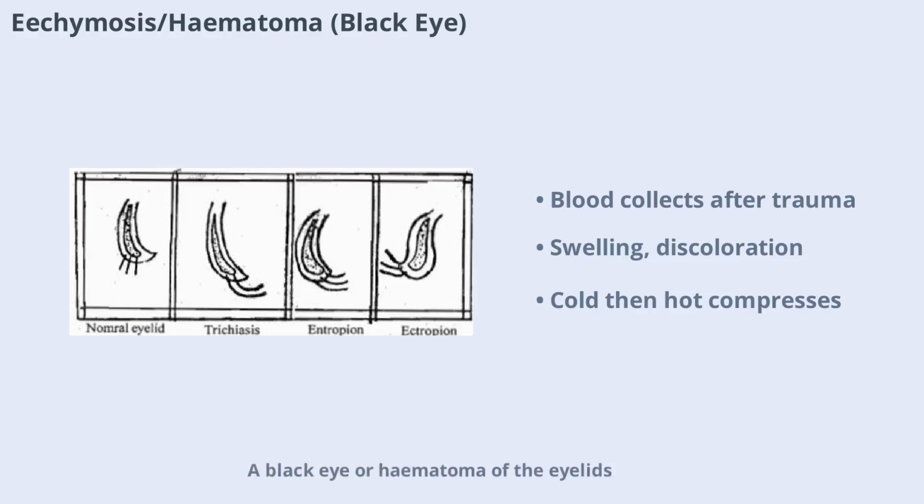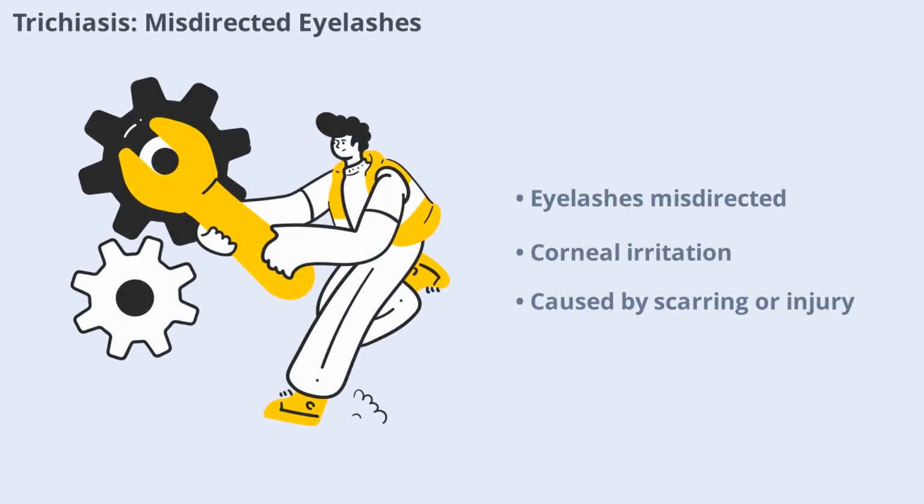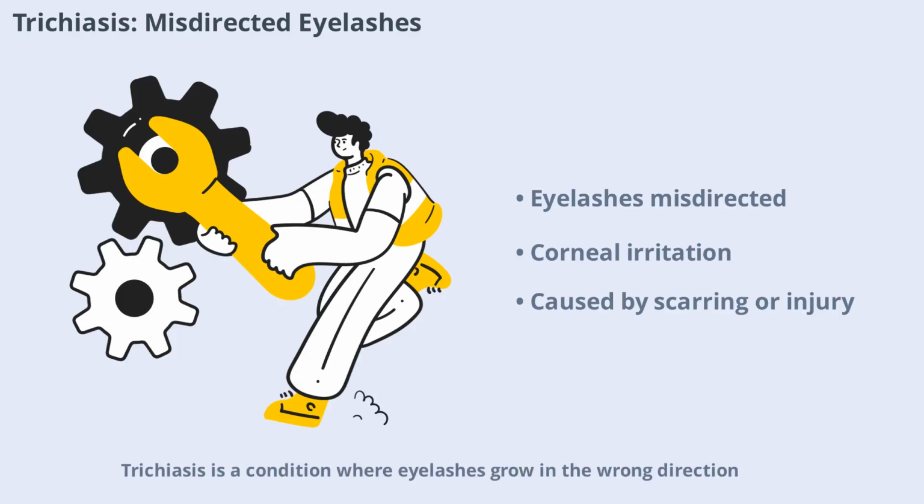A black eye, or hematoma of the eyelids, occurs when trauma causes blood to collect in the loose connective tissue of the eyelids. Even minor injuries can lead to significant swelling and discoloration. The swelling may make it difficult to open the eye and can last for 1 to 2 weeks. Treatment involves cold compresses in the early stage to reduce bleeding, followed by hot compresses and gentle massage to promote absorption of the blood.